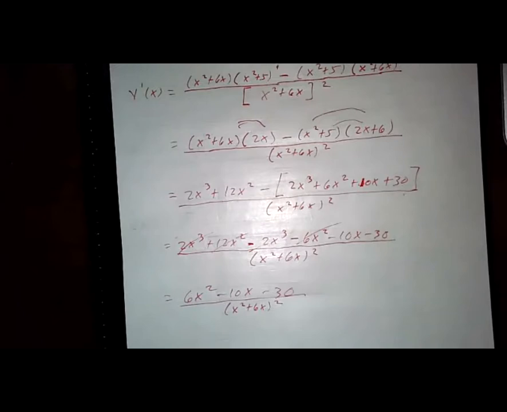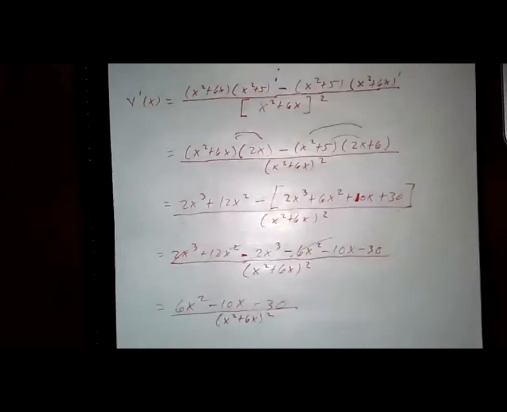Top part's good. I had a different answer. Did you see a mistake? Is it 6x squared plus 10x plus 30 over x squared plus 6x squared? Yeah, they have an extra x squared here. Is that what you get? No. Well, the top part's good. They just have an extra term right here.